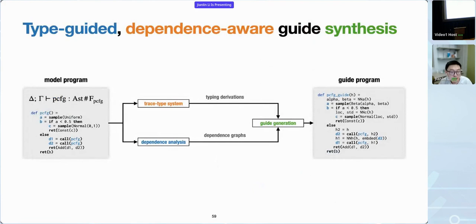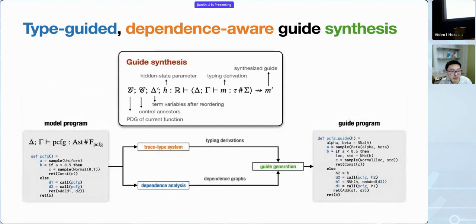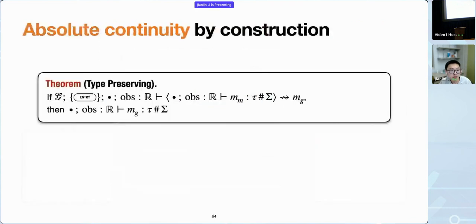Based on dependence analysis, we design a guide synthesis judgment as a translation. It takes a typing derivation of a model program and also its PDG and outputs a program. This translation is by induction on typing derivations. We formally prove that this translation is type preserving. The synthesized guide program has the same data type and base type as the given model program.